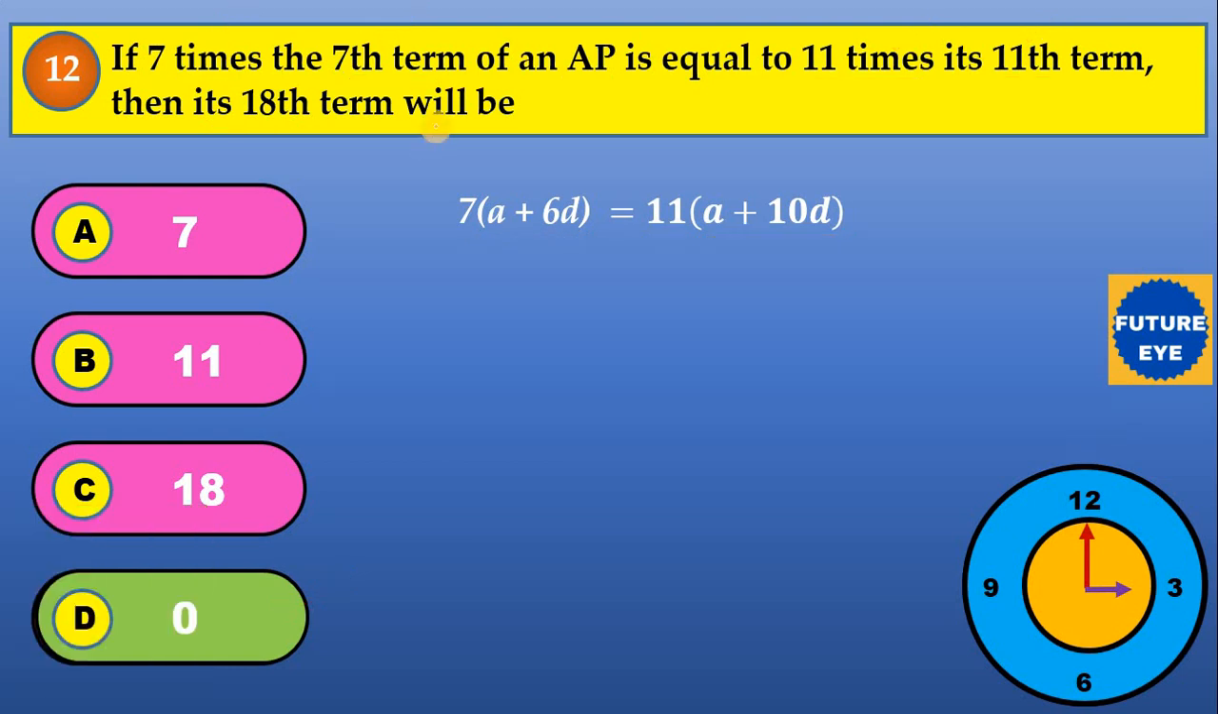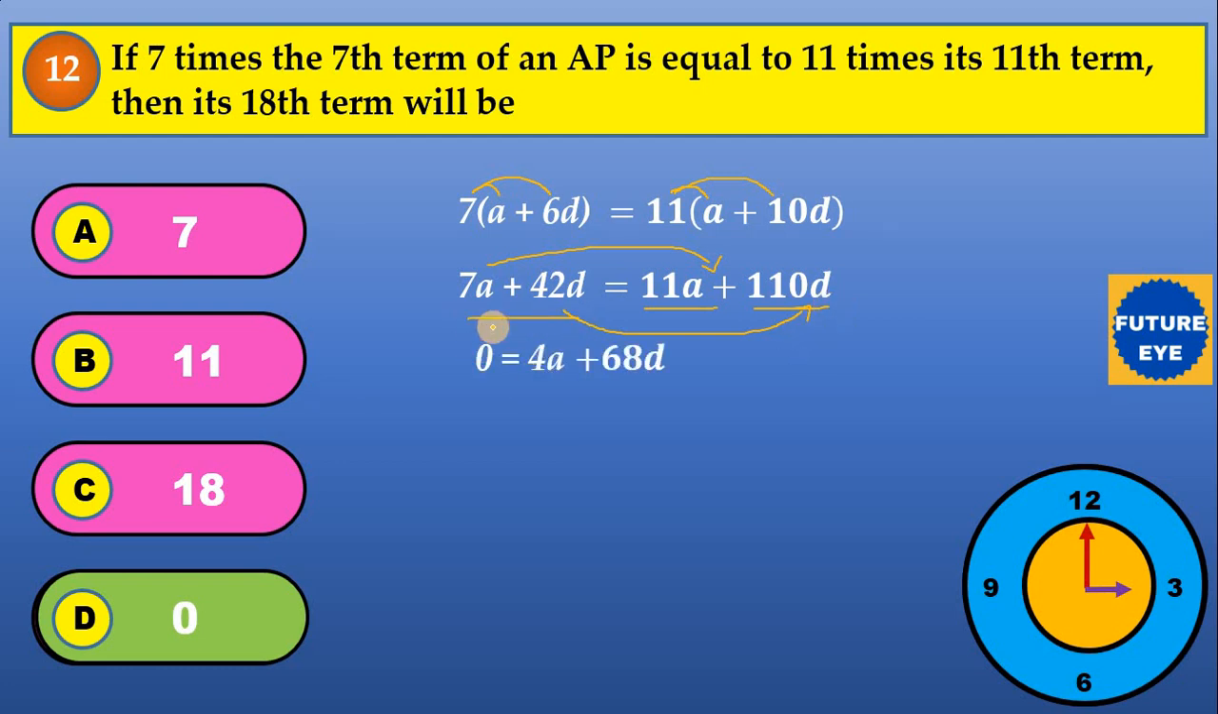Next here let us multiply. So 7 multiplied to A, we get 7A, and 7 into 6D, we get 42D. 11 into A is 11A, and 11 into 10D is 110D. Now this 7A transfer this side, we get minus 7A. And in 11A, if you subtract 7A, we get 4A. Similarly, 42D transfer this side, we get minus 42D. In 110D, if you subtract 42D, we get 68D. And here in left hand side, nothing will be there, so I have written it as 0.